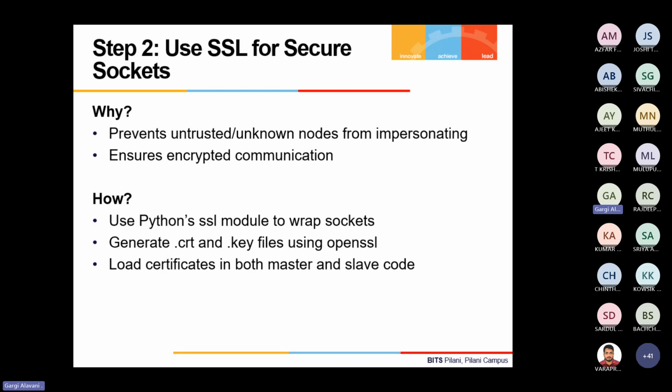Step 2 is for SSL, and we have discussed in detail why we need SSL, why it is important, and why we need trusted communication and encrypted messages. And how do we do it? We also discussed that Python's SSL module can be used as a wrapper for your sockets. You create the certificate and key files and use them for both master and slave.